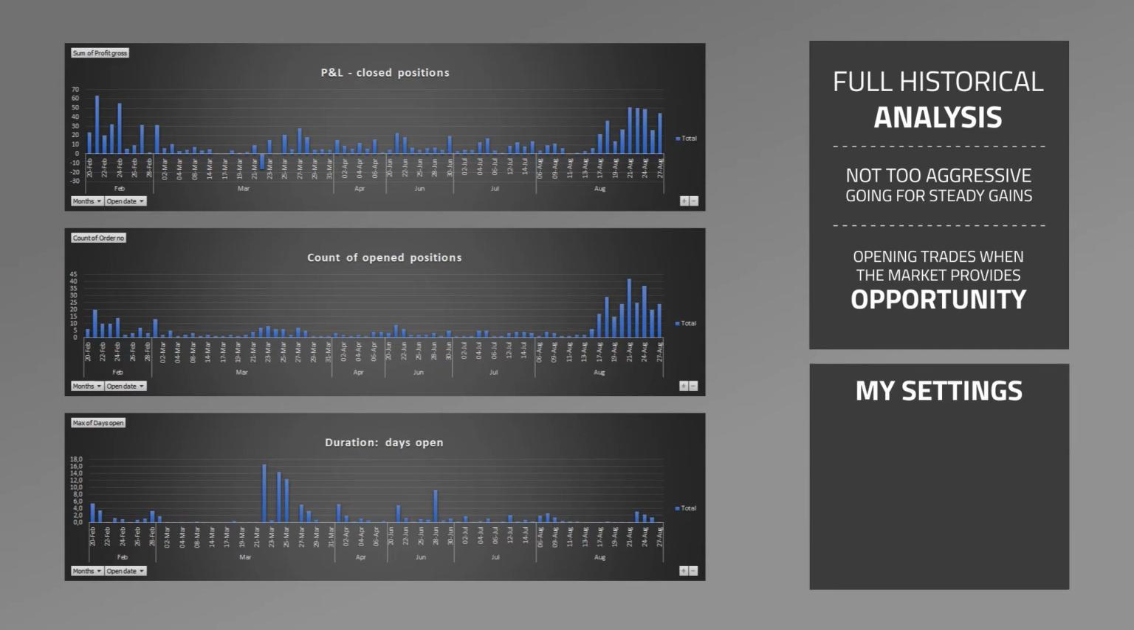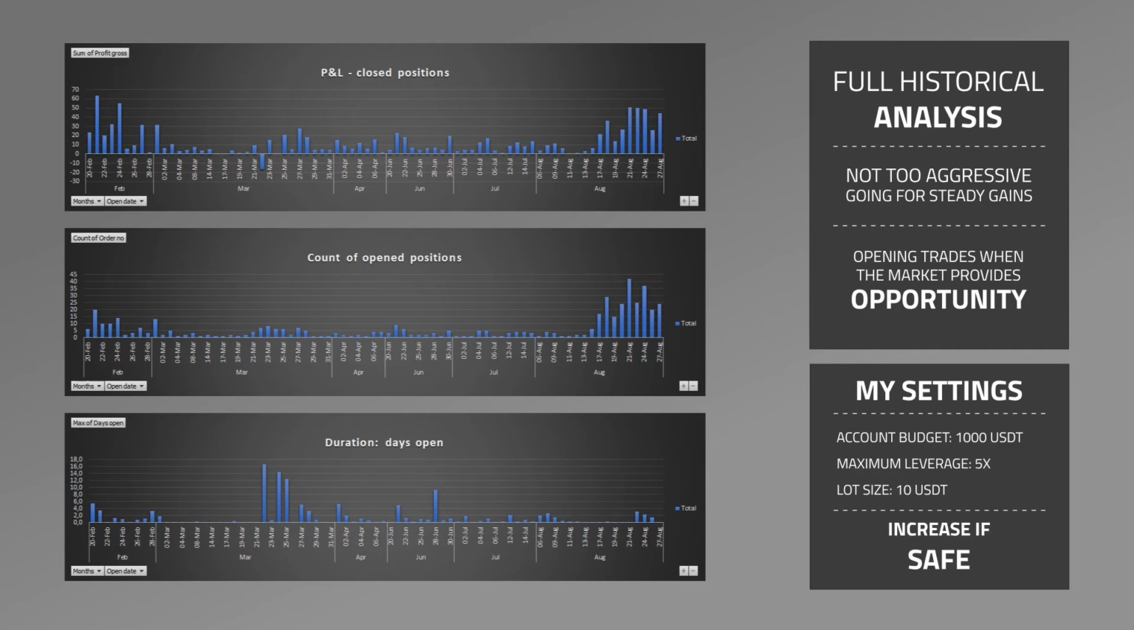As I prefer being cautious, for starters I will just copy this trader with low risk settings, which means that for a 1000 USDT account, I will just apply 5x leverage and 10 USDT for a lot size. I will keep it like this for a month or so, and if I like the results, I will gradually increase the leverage.